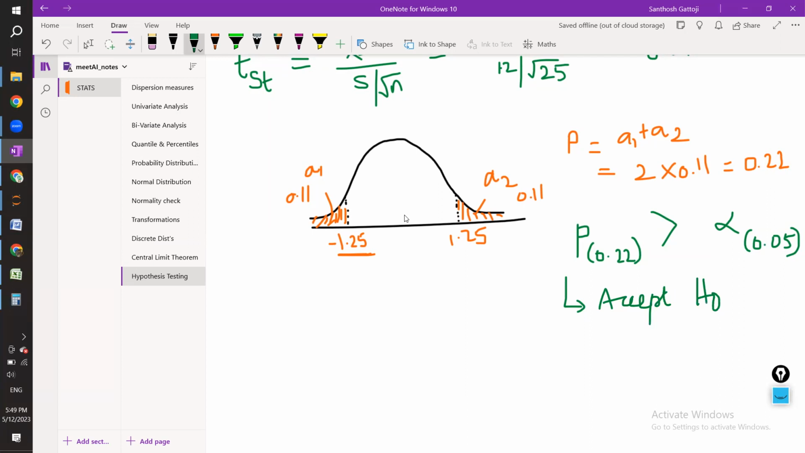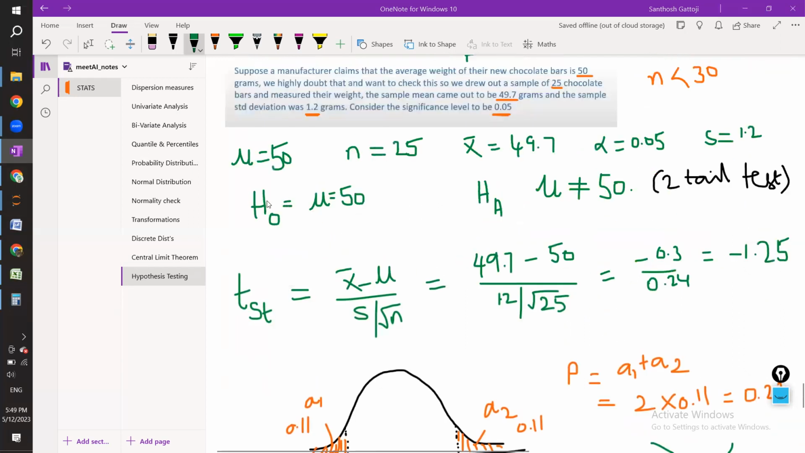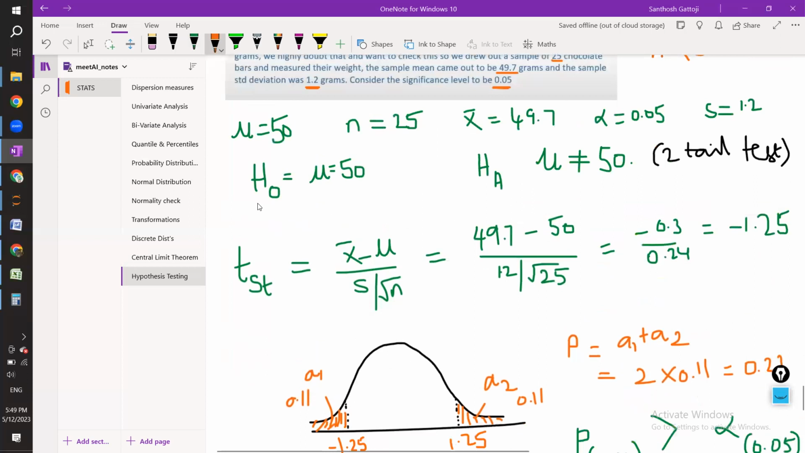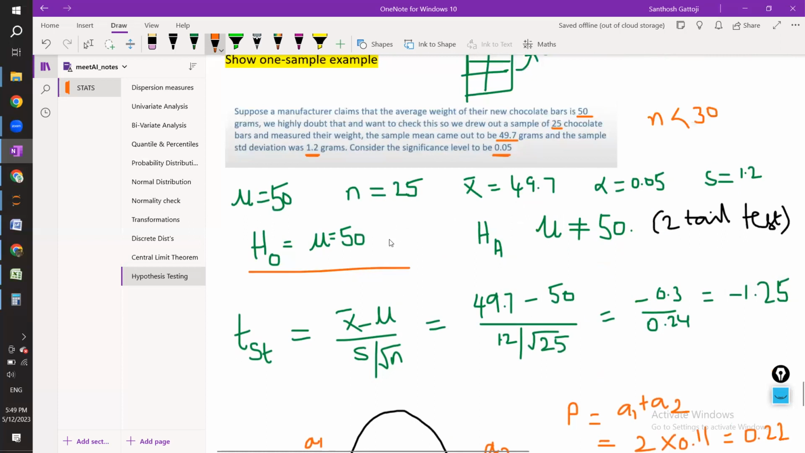So we are going to accept the null hypothesis. And what is the null hypothesis saying? The null hypothesis is saying the mean is 50. So whatever he is claiming, we can accept it.